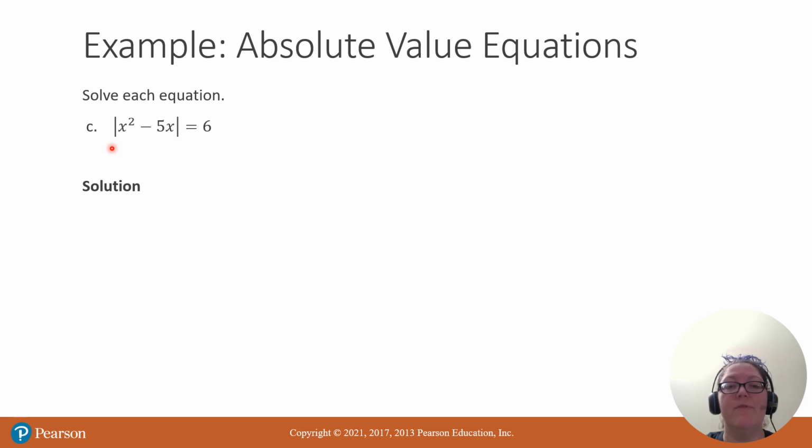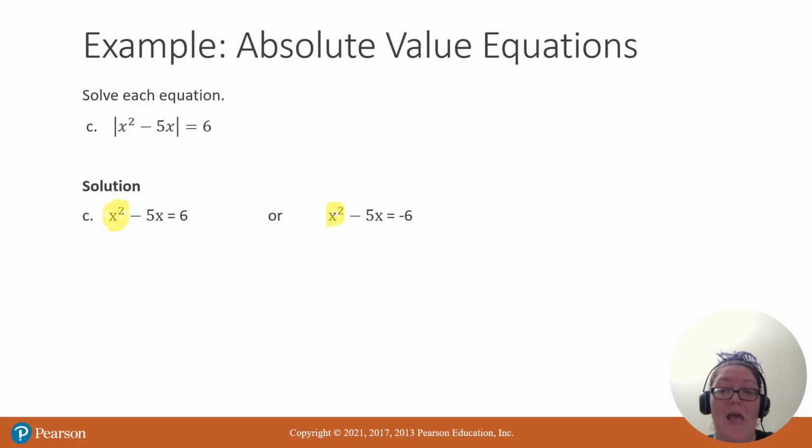But once we've made sure that the bars are isolated by themselves, then I want to pay attention to that number. Now, if that number is just a plain old 6 or 7 or 20 or 15, I really don't care as long as it's positive. If it is positive, then we can say, okay, well, all the stuff inside equals 6 or all the stuff inside equals negative 6.